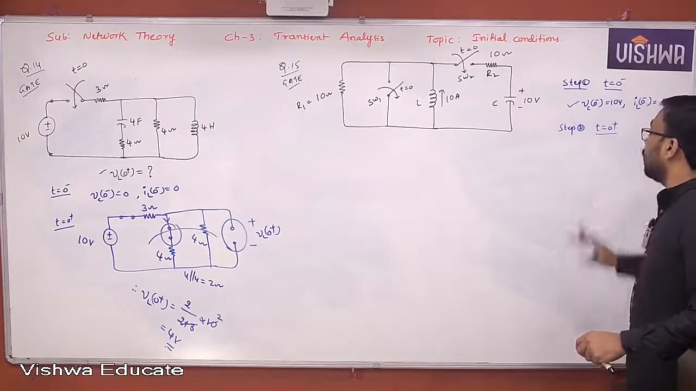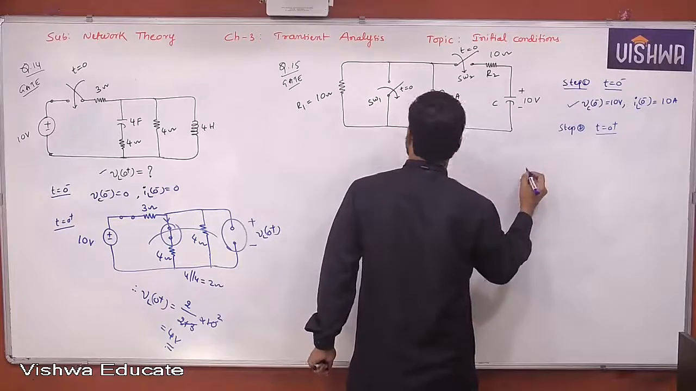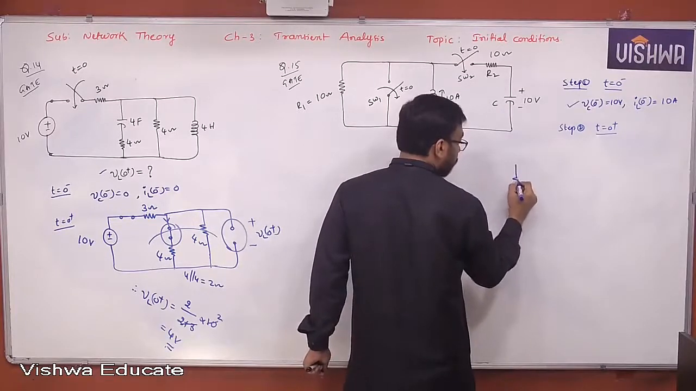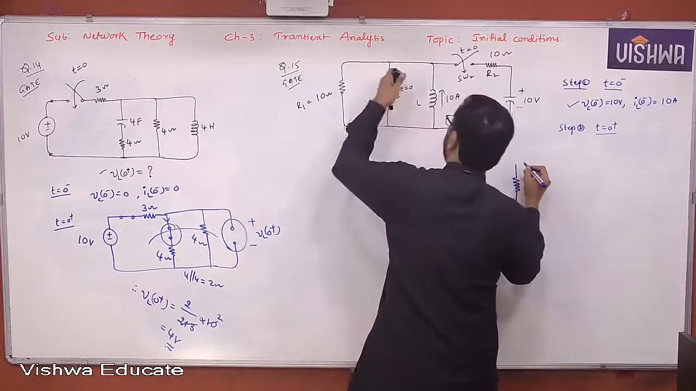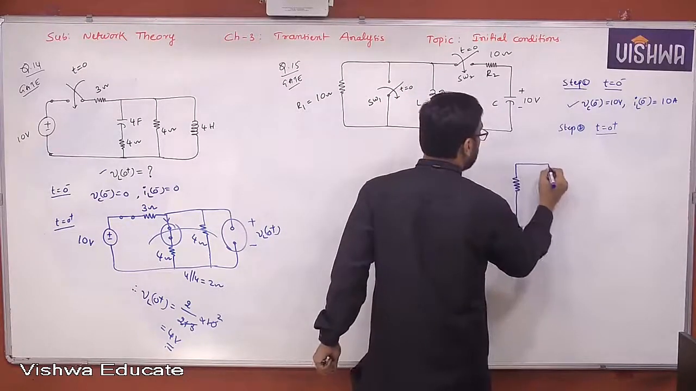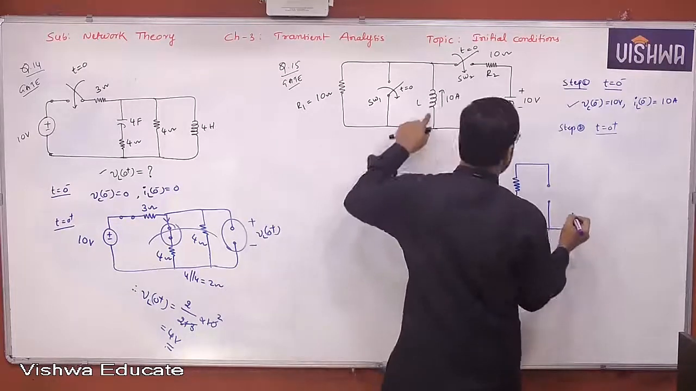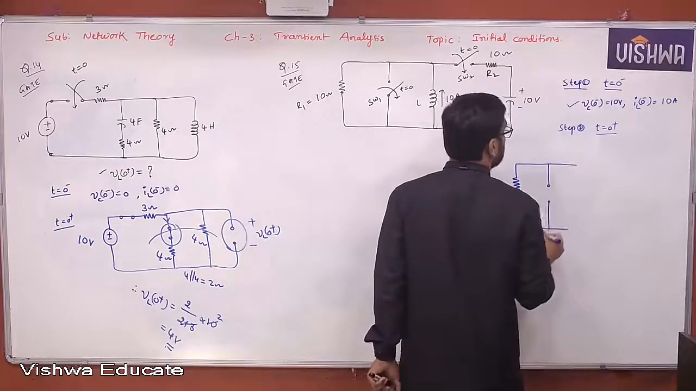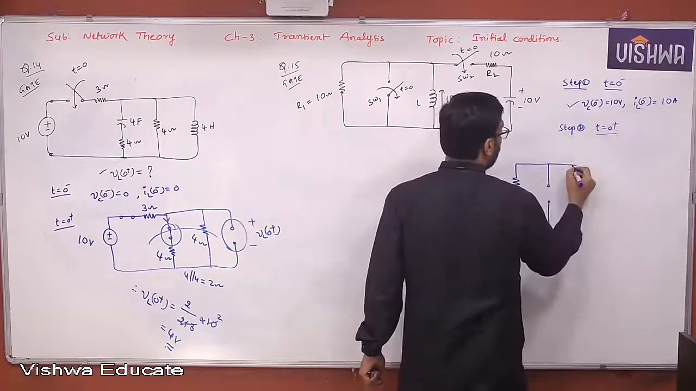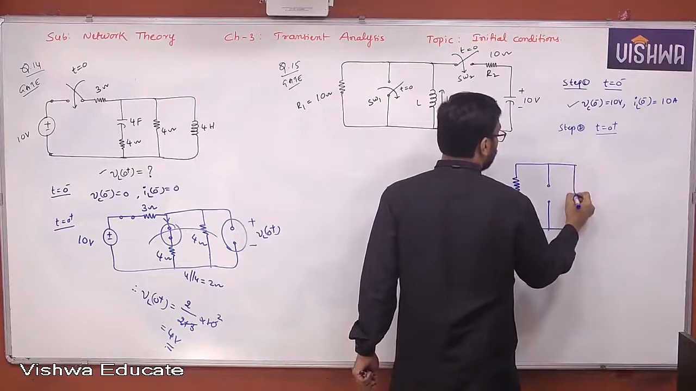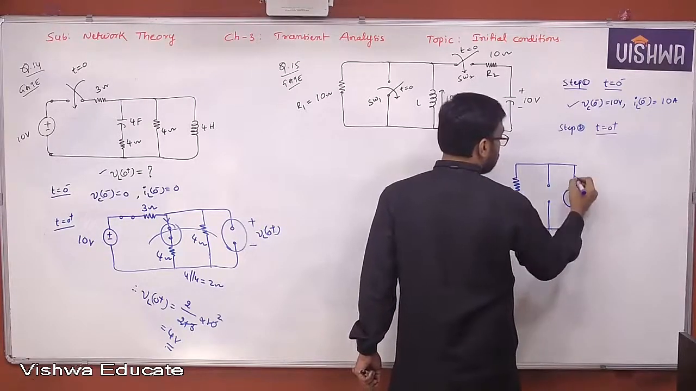Okay, let us now construct T equals 0 plus equivalent. How does it look like? So let us do it. Resistor remains resistor. Switch is open, right? Okay, switch is open. Inductor is behaving like what? A current source with the value of what? A current source.